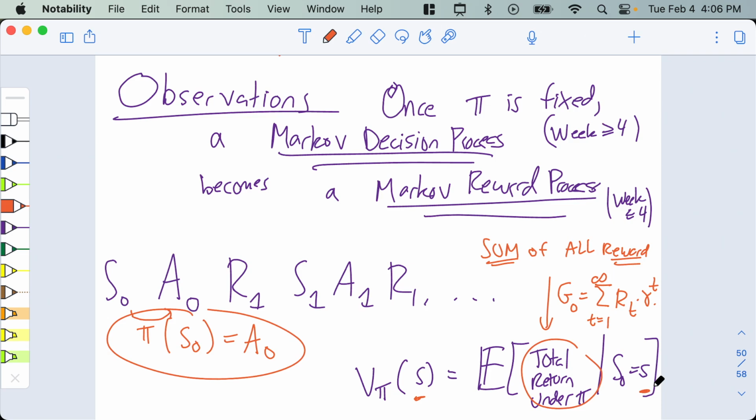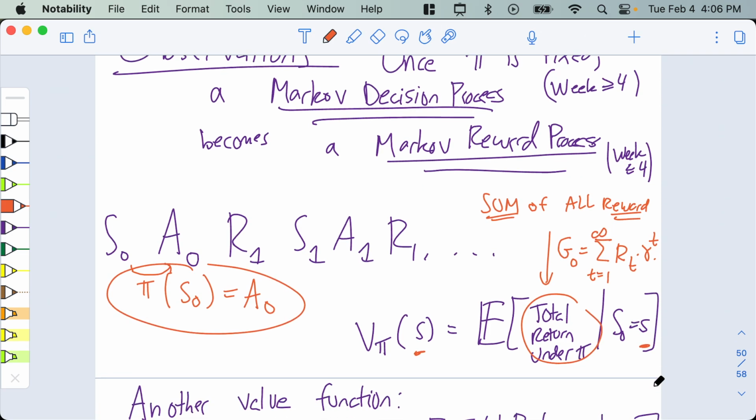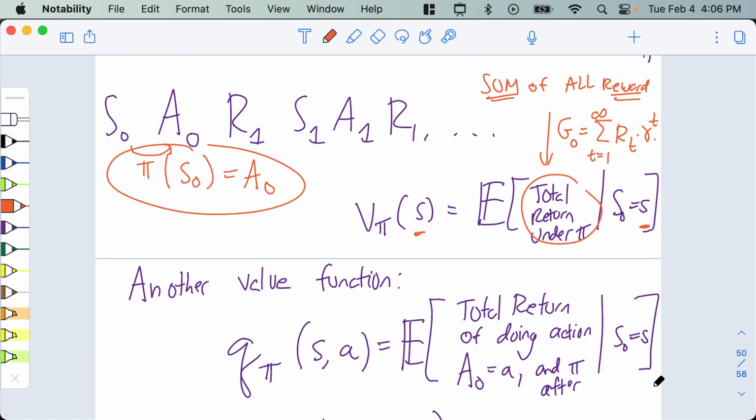In contrast to that, the Q function Q is very similar, except there is one extra thing, which is the action. So you have this action A. And instead of just following the policy forever, we do this action A first. So we first pick action A, and then we go forever and ever. So that's the Q function. I think it stands for quality. It tells you the quality of the different actions.